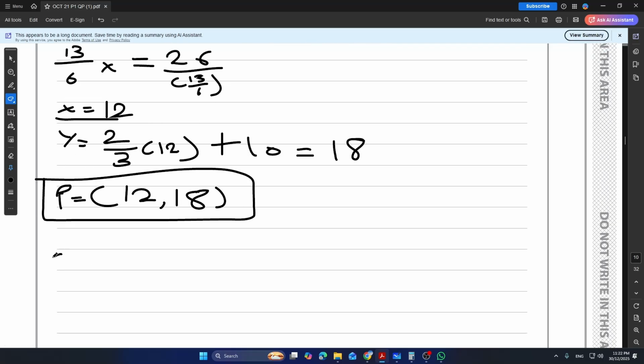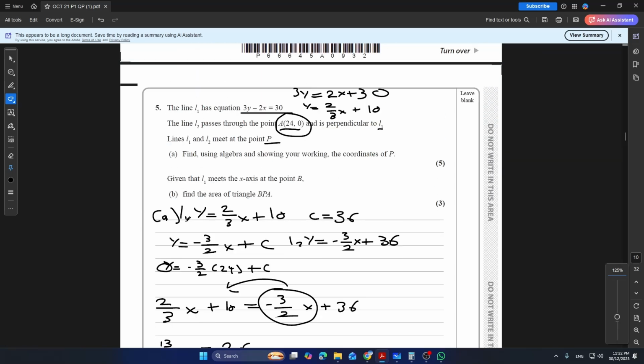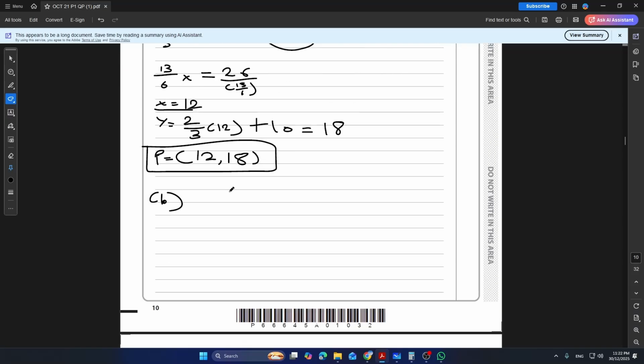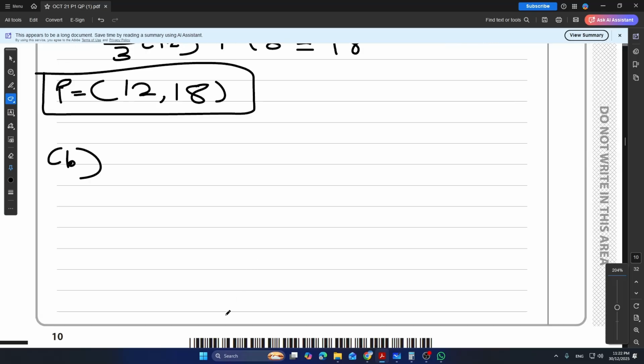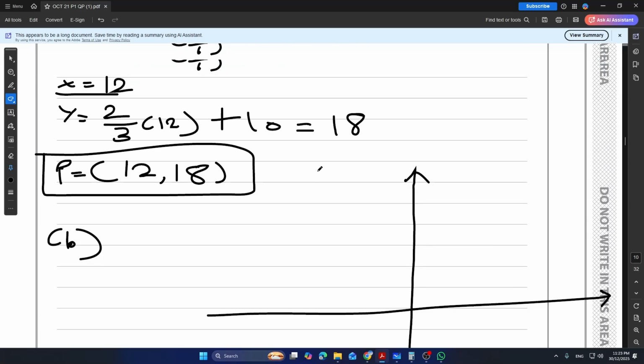5 marks. Okay, what does B want? B says, figure that L1 meets the x-axis at point B. Okay, so find the area of the triangle BPA. So first of all, let's imagine this in our heads and draw a graph to visualize what we're about to witness. So if I draw a graph, mini graph, sketch of anything of what we have.